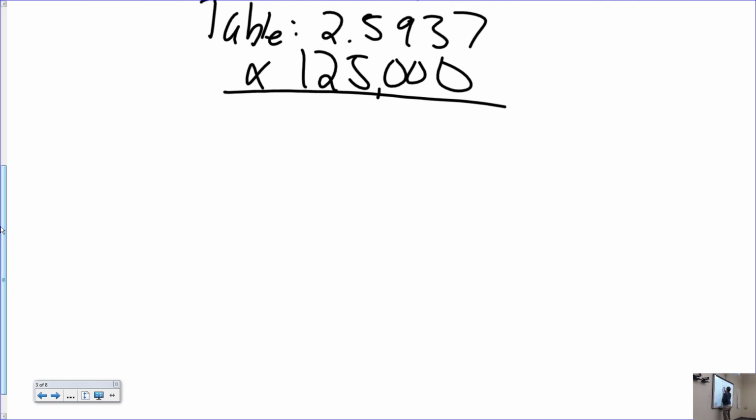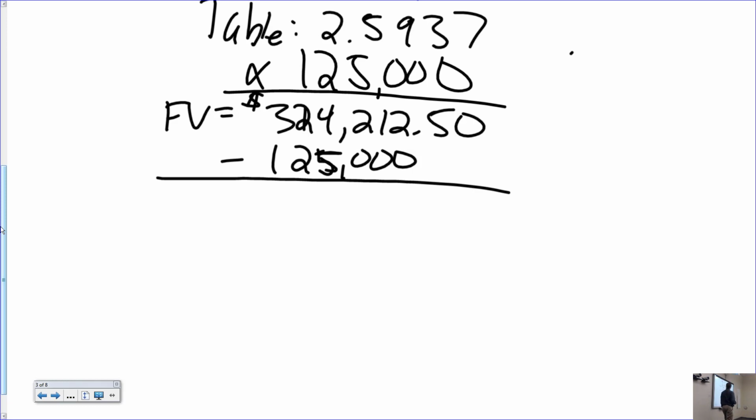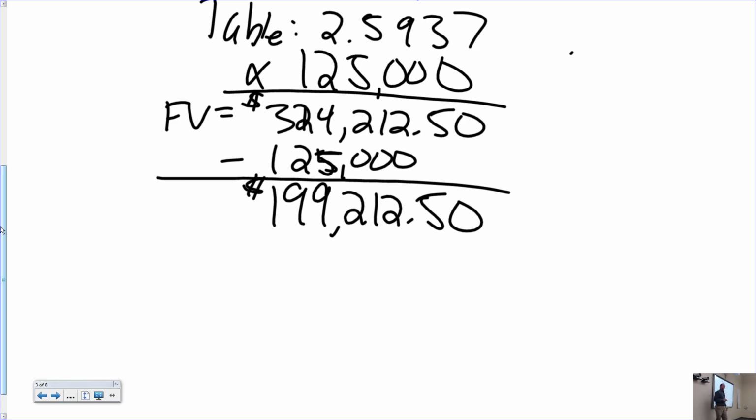Run that by me again. 324,212.50. That's a pretty penny. That wouldn't suck, eh? Again, though, what do I have to do next? Because this is the future value. What did I ask for? Interest. So remember, be careful and make sure you answer the question at the end, right? So subtract the 125 I started with. How much interest did I wind up making? 199,212. Almost $200,000 worth of interest, just a shade below.